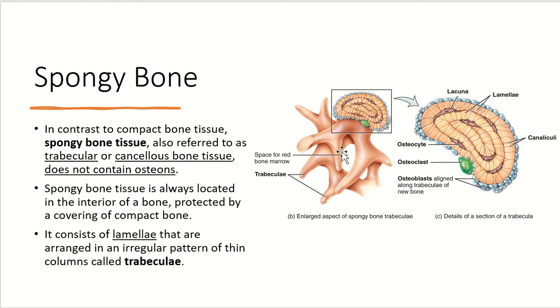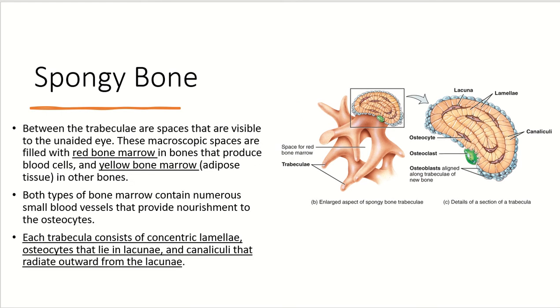These are our trabeculae. And then in the empty space that's created by the trabeculae, this is where the red bone marrow is going to reside. But as you can see, it's still made up of lamella. So between the trabeculae, you're able to see spaces in the spongy bone. And we'll actually take a look at some of this when we get to the lab later.